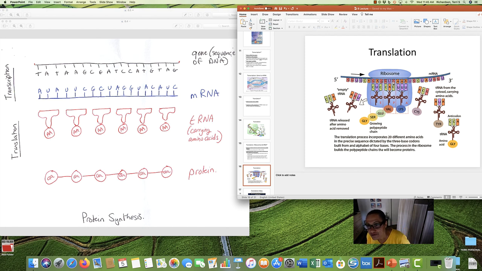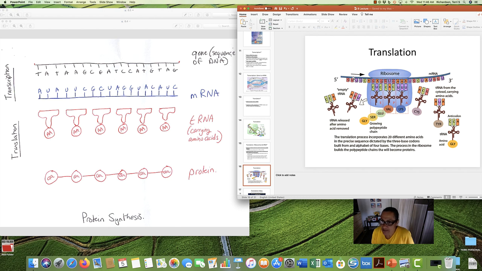You see, there's a G on the mRNA, so there's a C here. There's a U on the mRNA, so there's an A on the tRNA. There's a G on the mRNA, so there's a C on the tRNA. Complementary base pairing. So one more time.